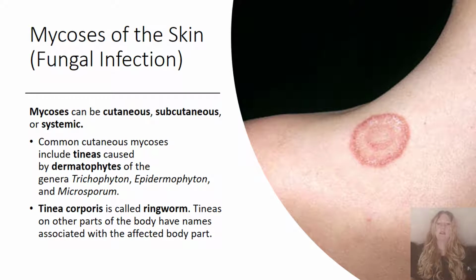We also have fungal infections of the skin that are called mycoses. Mycoses can be cutaneous, subcutaneous, or even systemic. Common cutaneous mycoses include tineas, caused by dermatophytes of the genera Trichophyton, Epidermophyton, and Microsporum. Tinea corporis is called ringworm, but it's not a worm, it's a fungus. Tineas on other parts of the body have names associated with the affected body part.